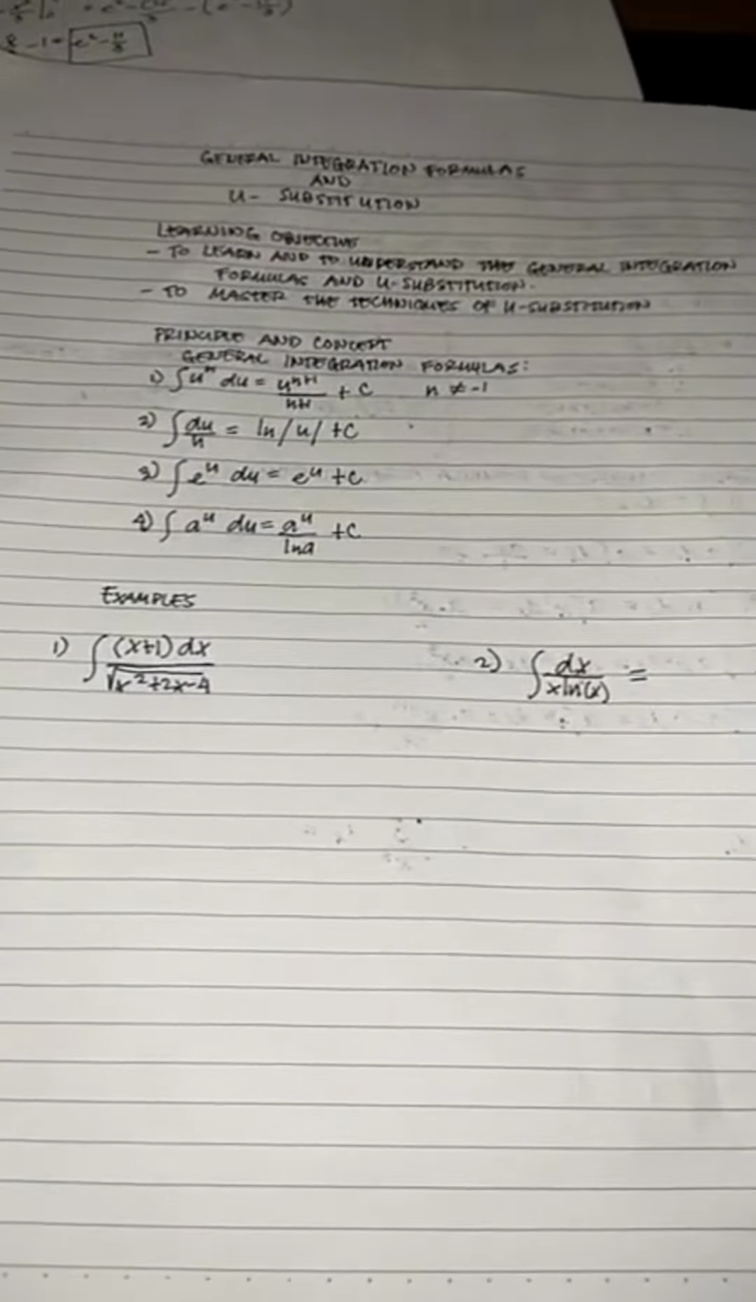The number 2, the integral of du over u is equal to ln u plus c. The number 3, the integral of e raised to u du is equal to e raised to u plus c. And number 4, the integral of a raised to u du is equal to a raised to u all over ln a plus c.